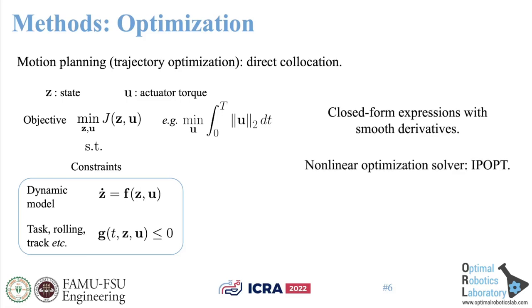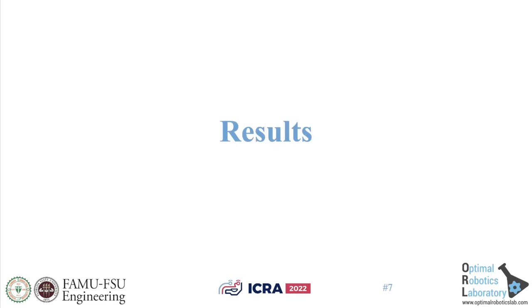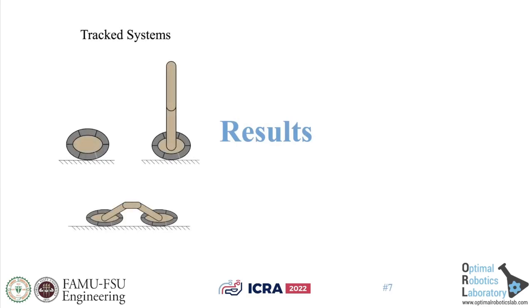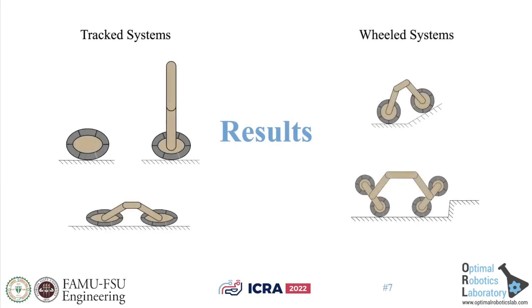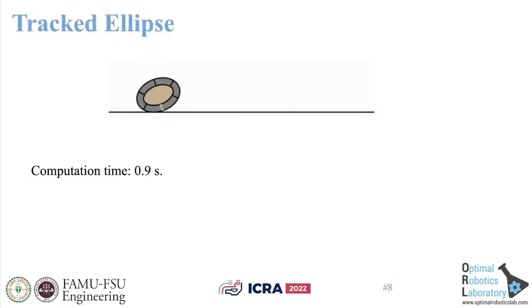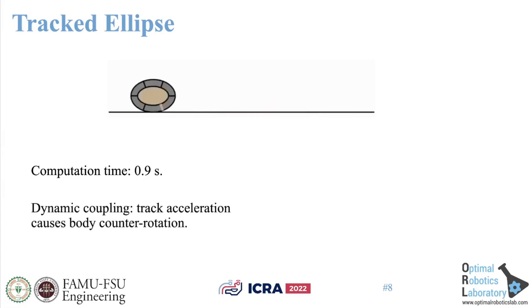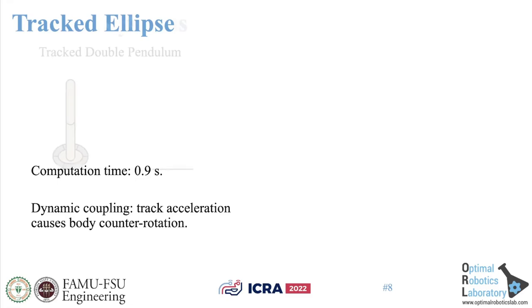We then solved the problem as a nonlinear program using IPOpt, and the computation time for all our optimizations was less than 40 seconds. We now present the results for several tracked and wheeled systems. Here we see a track approximated as an ellipse circulating around the body. We observe dynamic coupling as the track acceleration causes body counter-rotation.